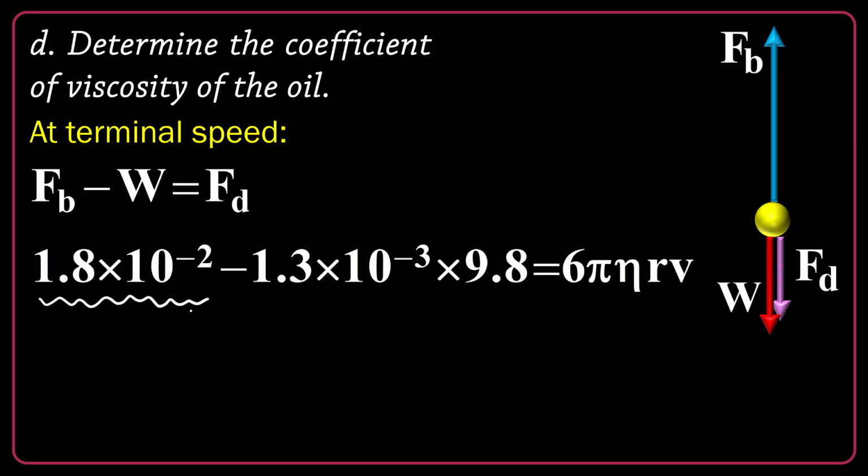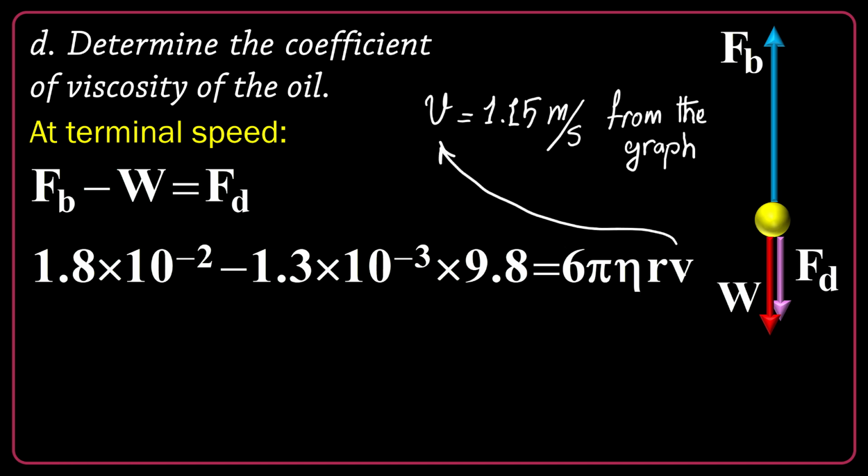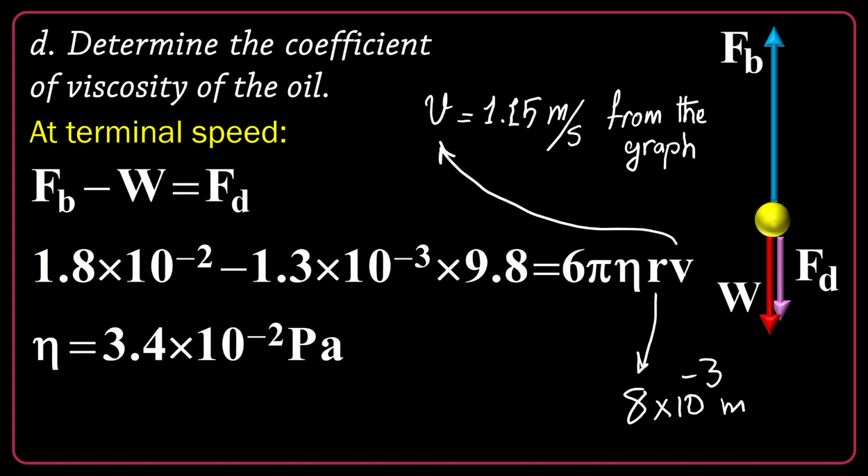Fb is something we already found, and it's always the same even if the object has larger speed, not only at t equals 0, but all along the motion Fb is the same. Here is mg. Mass of the object was given to be 1.3 gram, so it's multiplied by 10 to negative 3 to be in SI units. Right side is the drag force, 6 pi eta, it's our goal, radius, and the terminal speed. Terminal speed is obtained from the graph to be 1.15 almost. The radius was given to be 8 millimeters in the question, so 8 times 10 to negative 3. Just remains a short calculation, and you will find the viscosity to be 3.4 times 10 to negative 2 pascals. You know the viscosity has the unit of pressure.